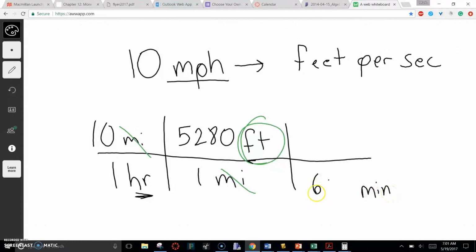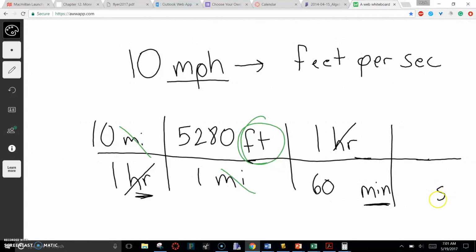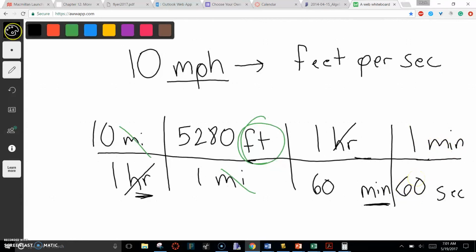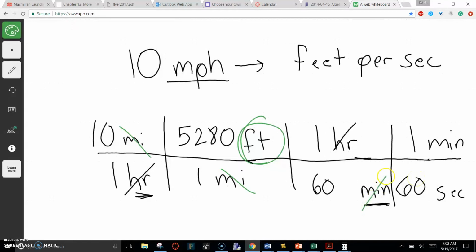There's 60 minutes in 1 hour. Again, the hours would cancel, but my unit now still isn't right, so I've got to go a little bit further. And instead of this being minutes on the bottom, I'd like this to be seconds. Well, I know that in 1 minute, there's 60 seconds. Again, these things would cancel, which is nice.